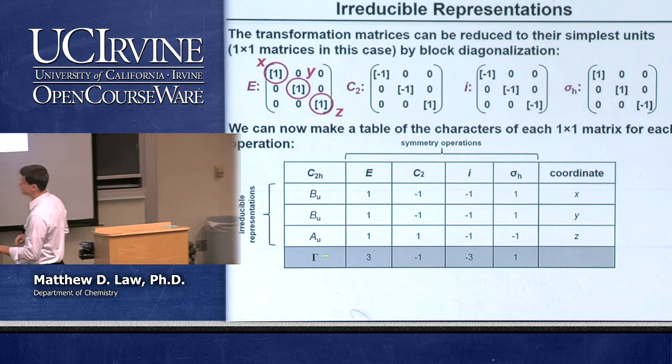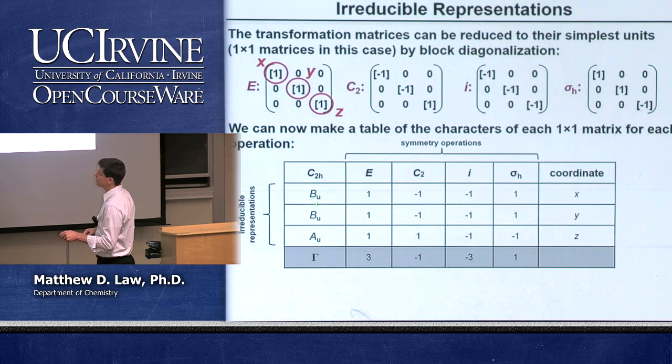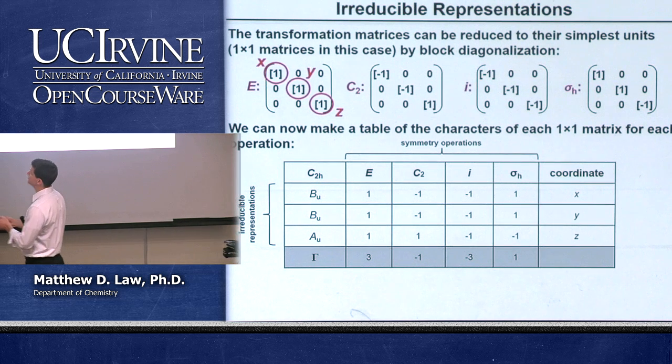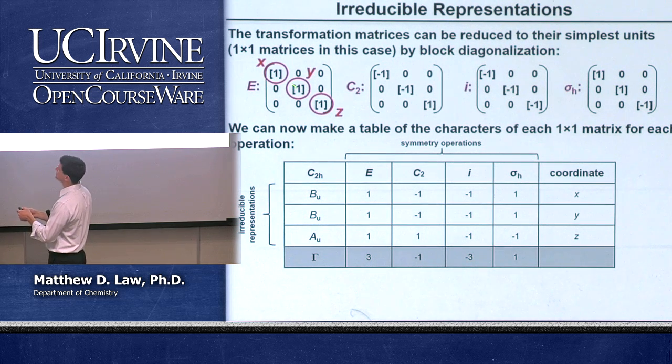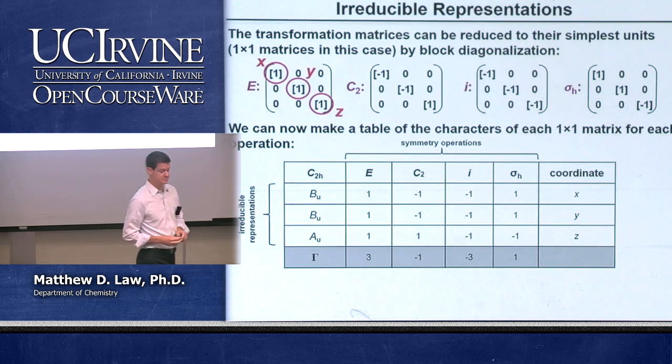So this would be called the reducible representation. Each of these 3 rows here are called irreducible representations. They cannot be further simplified because they're based on the simplest components of these matrices, which are 1 by 1 block diagonal matrices.